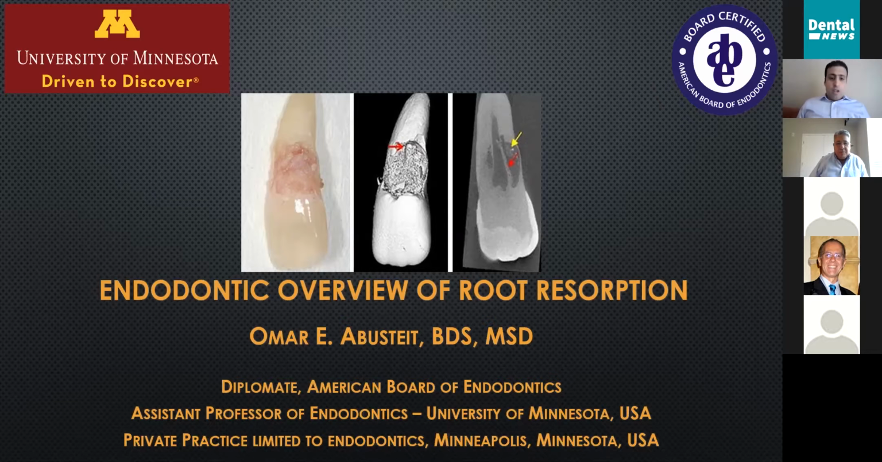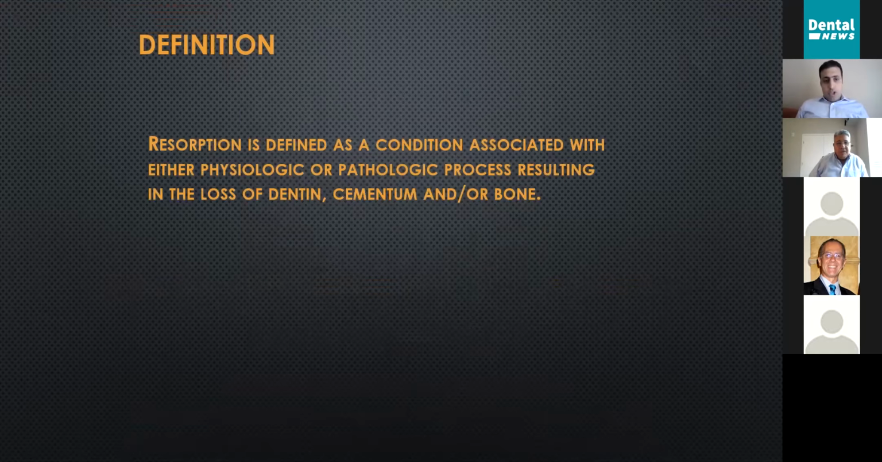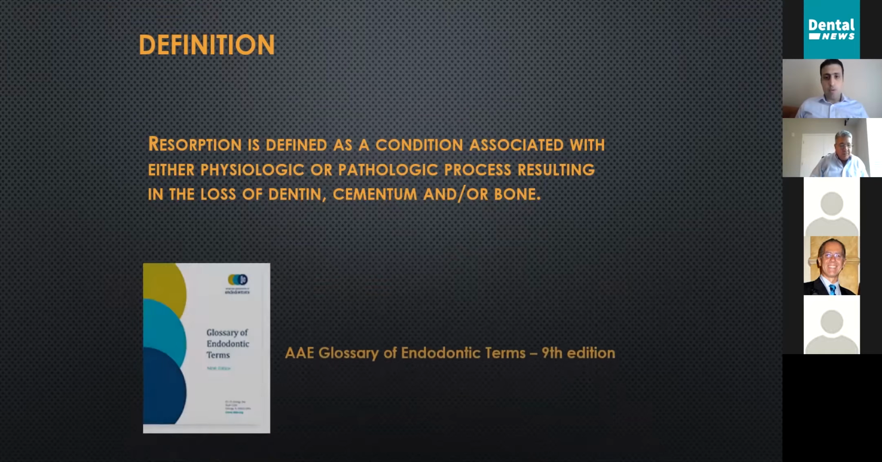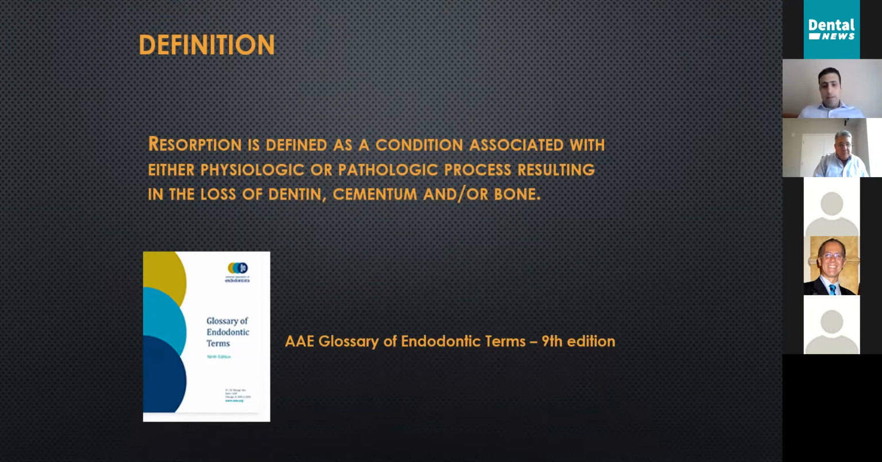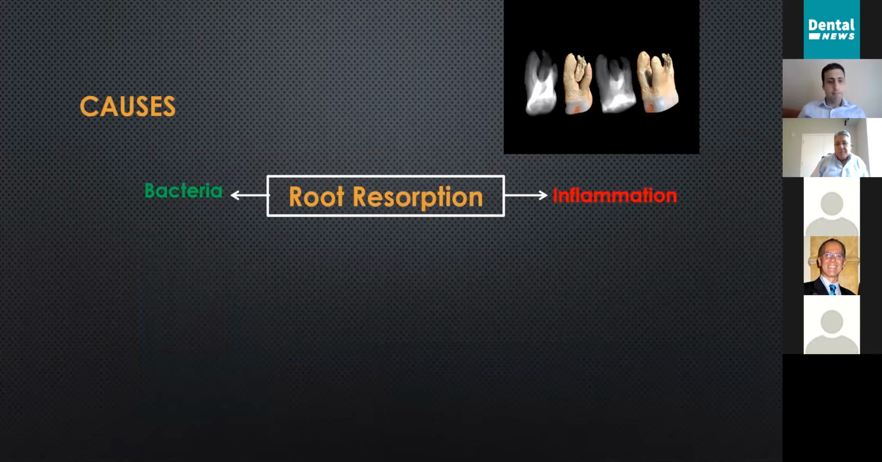First of all, when we talk about root resorption by definition, it's very important to know that sometimes it's a physiological condition, not always pathological, leading to the loss of tooth structure, whether dentin, cementum, and/or bone. That definition is published in the AAE Glossary of Endodontic Terms, and I invite you all to download this valuable resource. It's free of charge and available online. You can just Google it. It provides you with definitions for a lot of terms that we use in endodontics.